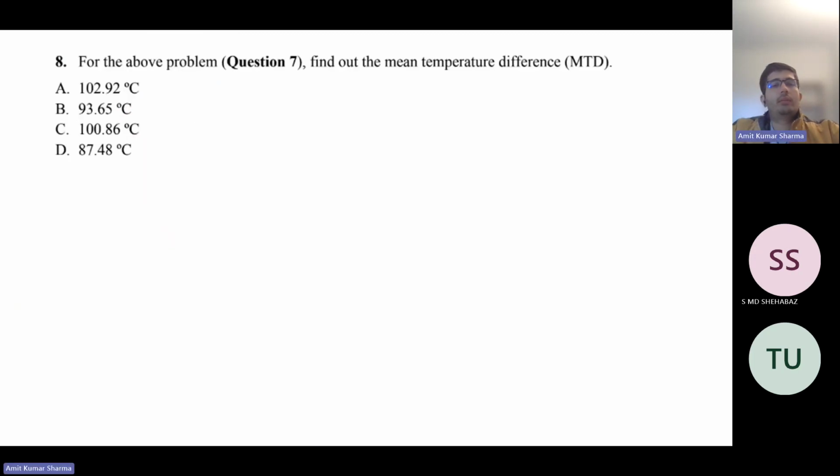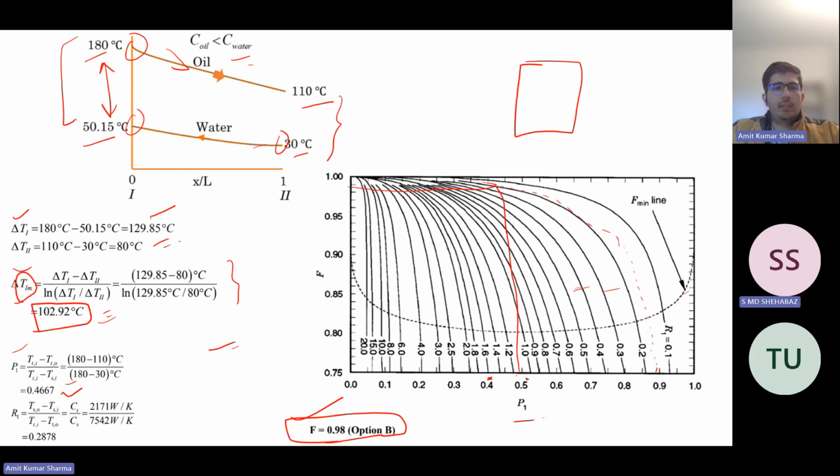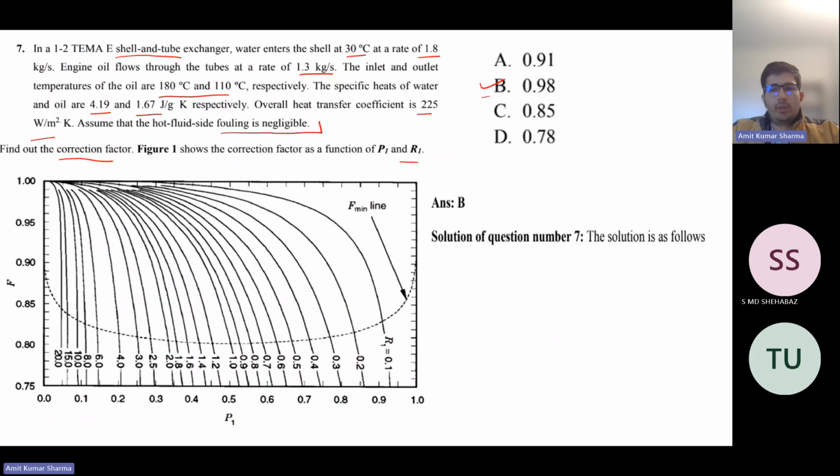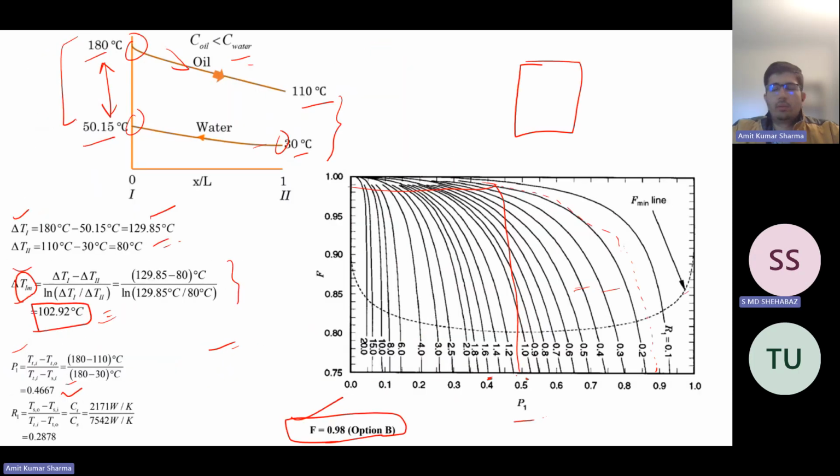The next question is again for the above problem. Find out the mean temperature difference, MTD. So you have this same problem again. Okay. So I think you have noted down the data, or maybe you can see the data again. I think this data is enough. So you have to find out the mean temperature difference, MTD.